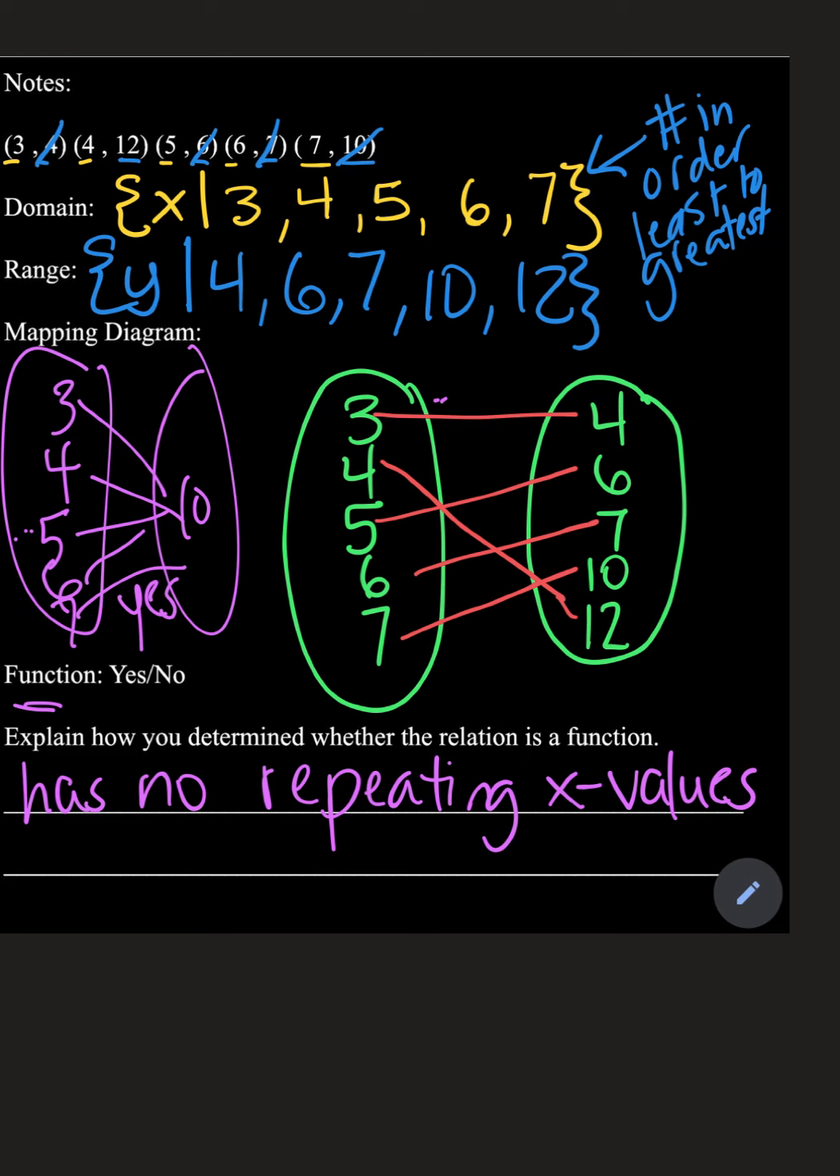Does 3 match up with anything other than 4 one time? Does 4 have any more than one partner? Does 5 have any more than one partner? And the answer is no to all of those. We only have each x value appear once for each ordered pair. So that means this is a function. Yes, it is a function. Has no repeating x values.